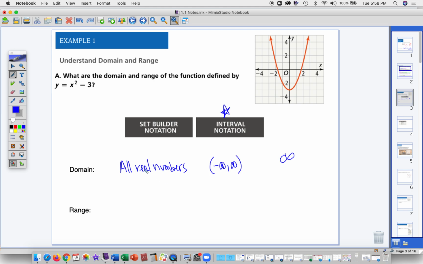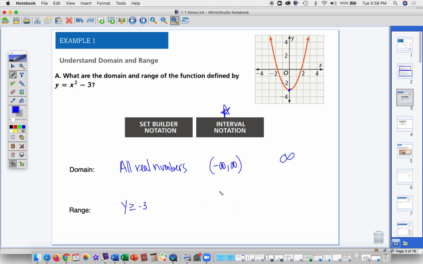Now for the range, range is again described by y values. So I'm looking from the bottom of the graph up to the top. Here's that lowest point on the graph. If I look at my y-axis, that lowest point is a negative 3. If I look for the highest point, again, there is no highest point because it keeps on going. So it's going to go up to infinity. So for set builder notation, or usually just called set notation, we would say that y is greater than or equal to negative 3.